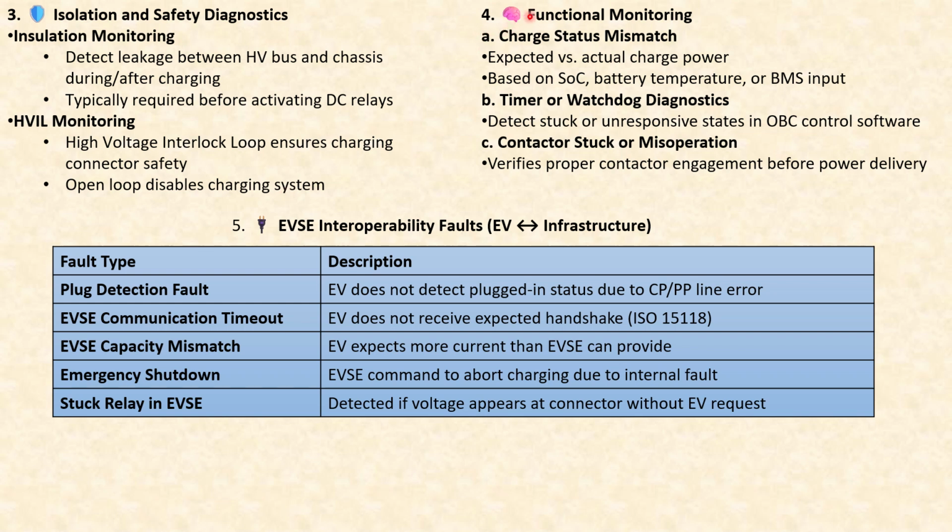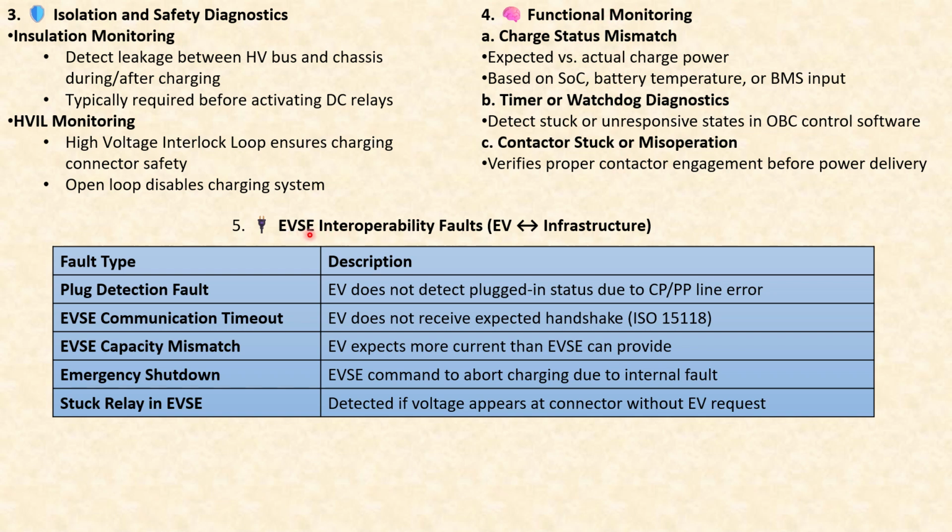Now, when it comes to functional monitoring, charge status mismatch: expected versus actual charge power based on state of charge, battery temperature, and/or BMS input. When it comes to timer or watchdog diagnostics, detect stuck or unresponsive states in OVC control software, and contactor stuck or misoperation. It verifies the proper contactor engagement before the power delivery. Now, these are how you actually monitor the functioning.